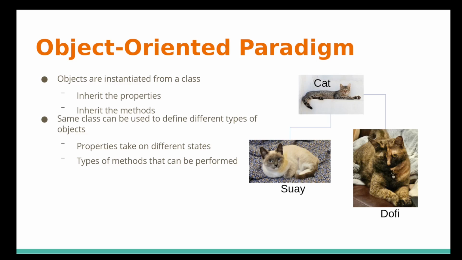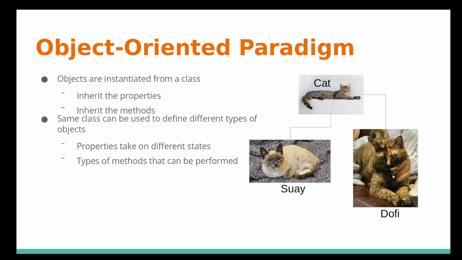For example, two of my cats, Suai and Dofi, are objects that have been instantiated from this master object called cat. In other words, I can define Suai and Dofi to be cats based on what I know about cats in general, right? So the cat class is what I know about cats in general, and Suai and Dofi are specific instantiations or objects that have been created from that cat. So when objects are instantiated from a class, they inherit properties and they inherit methods.